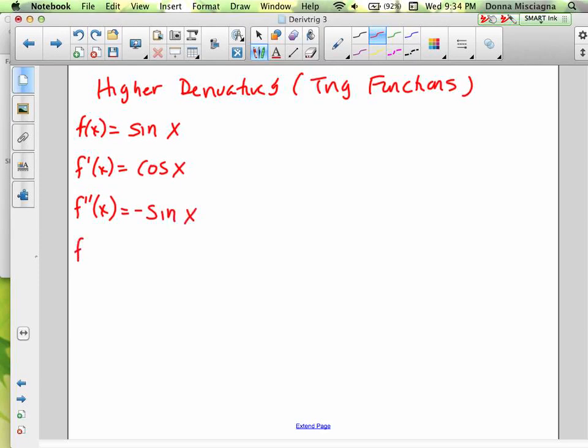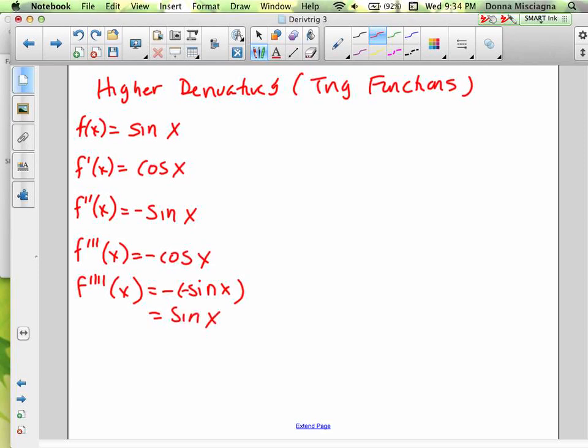Well, what's the third derivative going to be? Derivative of negative sine x, right? Well, that's going to be negative cosine x. What's the fourth derivative going to be? Well, derivative of negative cosine would be a negative sine x. So that would just be sine x.